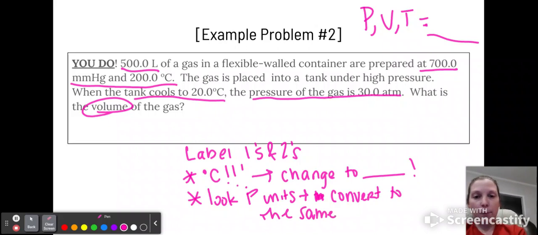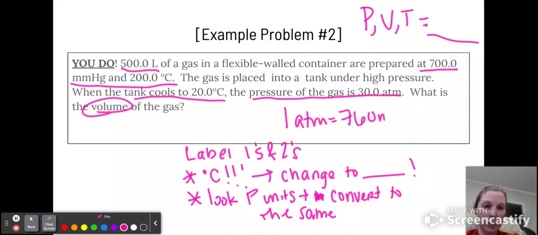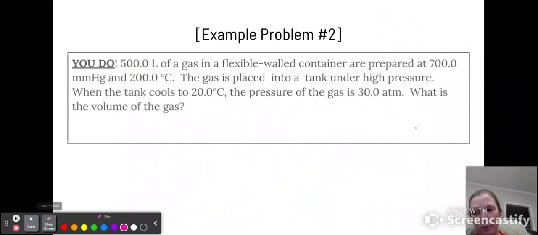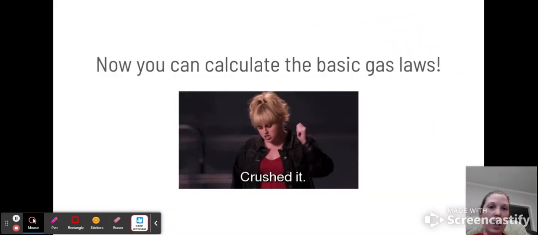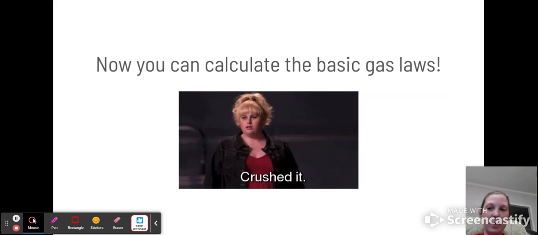So you can do that by knowing the relationship here. So you need to know that 1 atmosphere is equal to 760 mmHg, which is stated on your reference packet in the front. Okay, so knowing this, convert one of these to atmosphere or mmHg. So pause the video, write down everything that I put here, and then try this example. All right, guys, now you should be able to calculate basic gas laws.